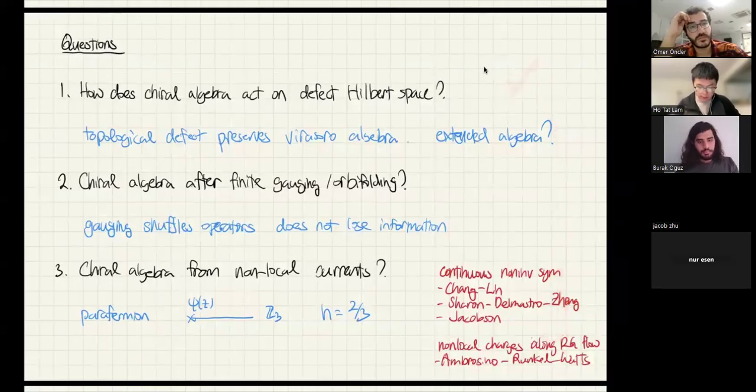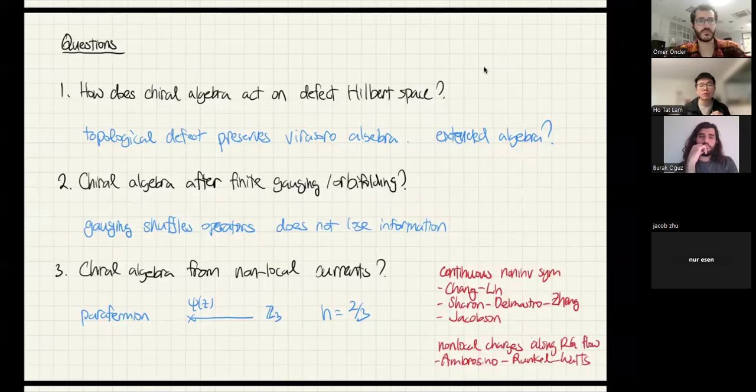One thing we would like to ask is that, okay, we have this notion of defect Hilbert space. So usually we talk about how the local operators, local spectrums, are organized into representations under chiral algebras. But what about the defect Hilbert space? Can we organize the defect Hilbert space into chiral algebra representations? This is a side comment: we know that topological defects necessarily commute with stress tensors, so they always preserve Virasoro algebras. So we can always organize the spectrum into Virasoro representations. But what about extended chiral algebras? Can topological defects always preserve extended chiral algebras, or do they interact with the extended chiral algebras? So that's the first question.